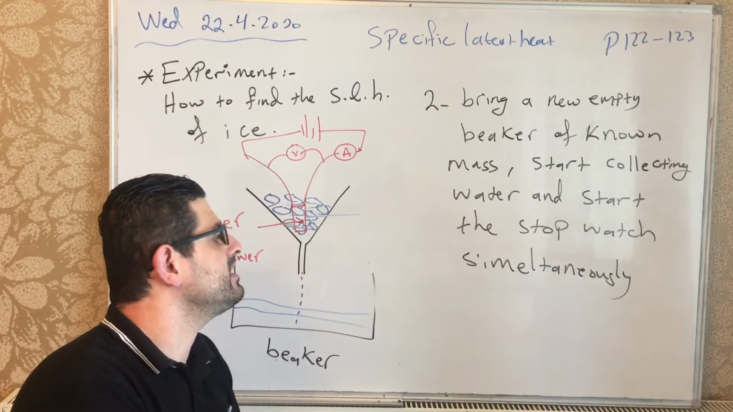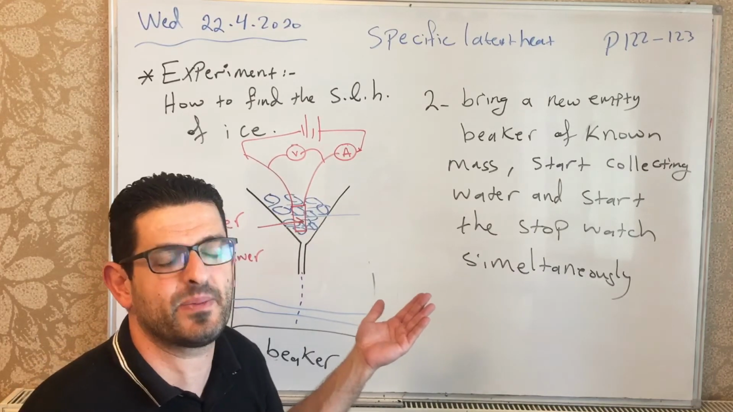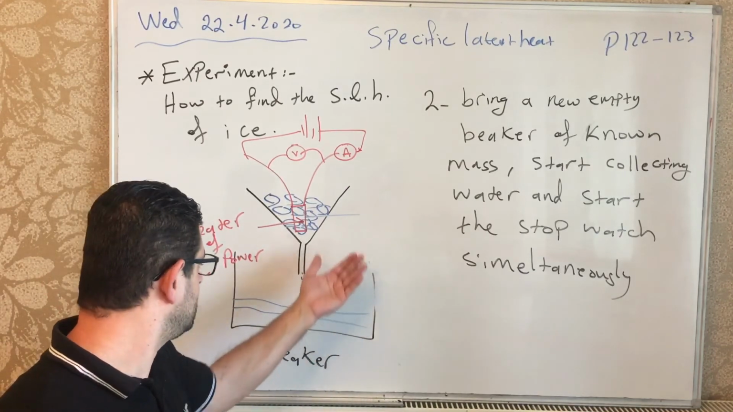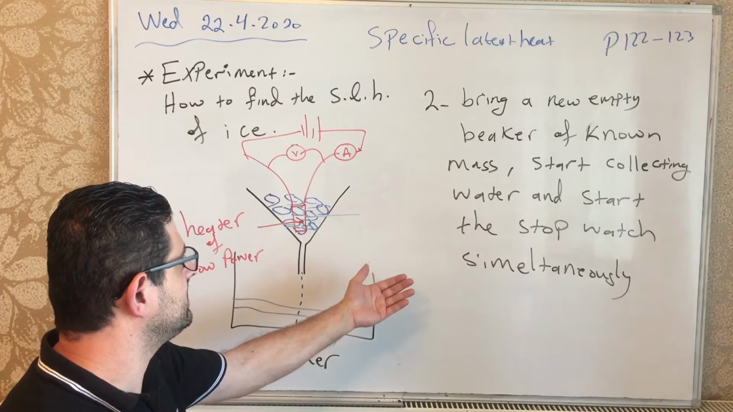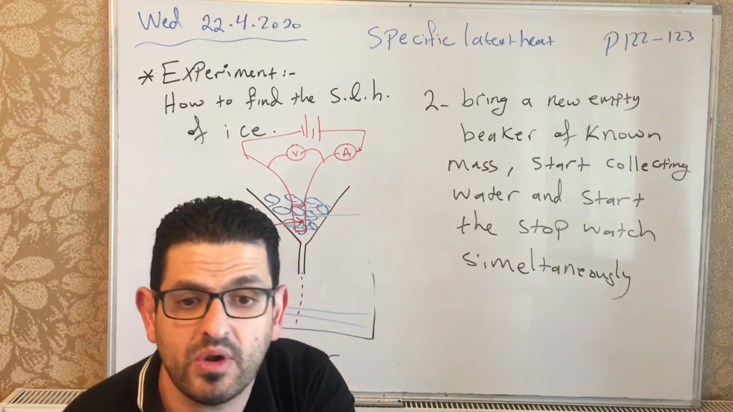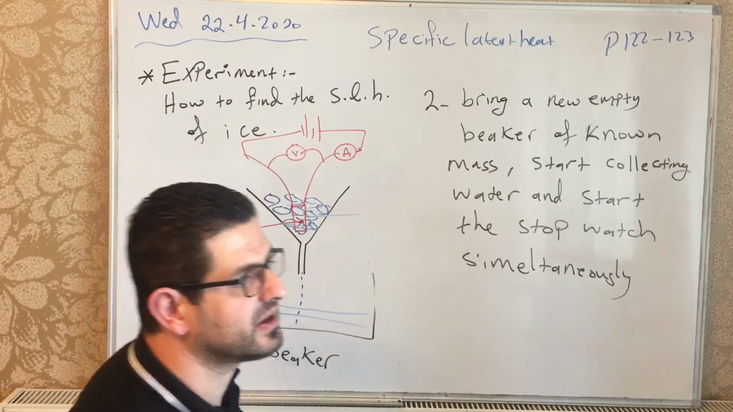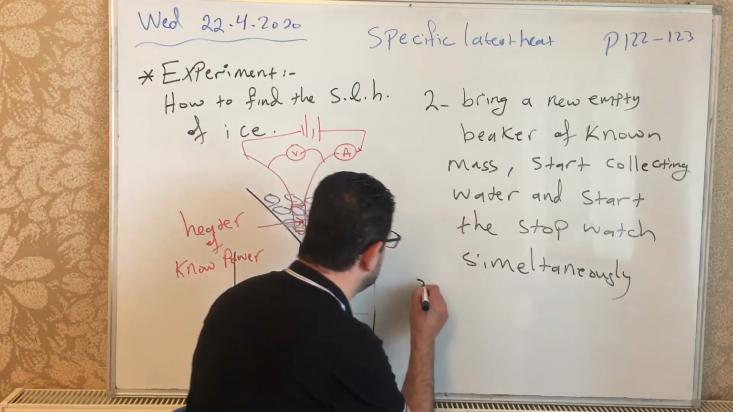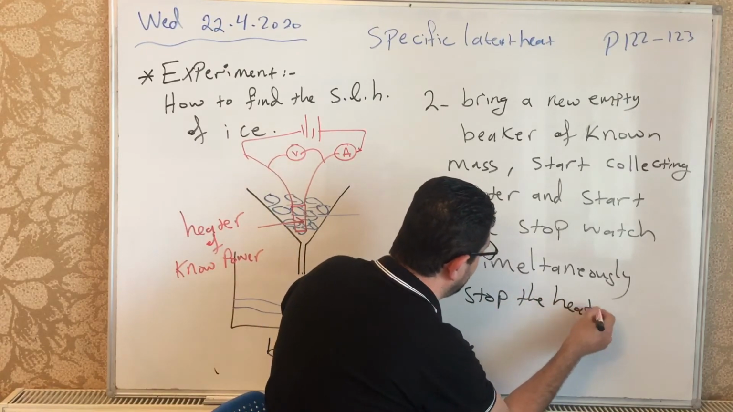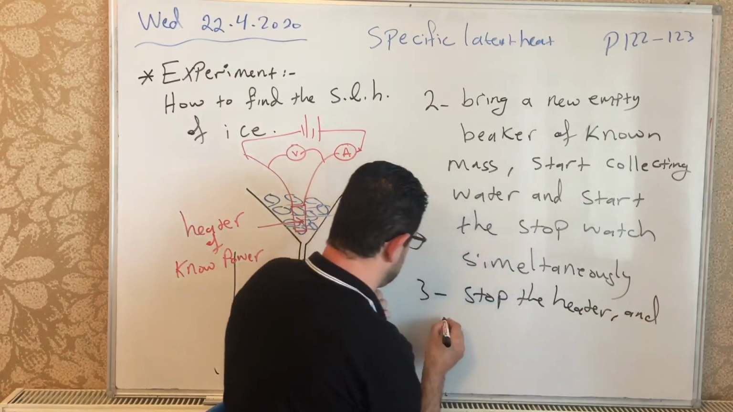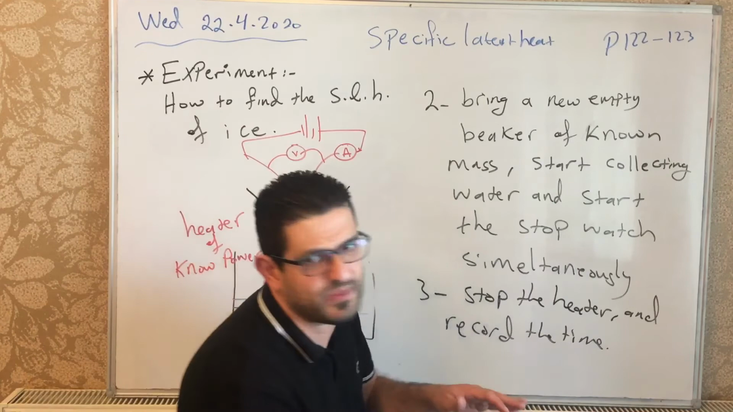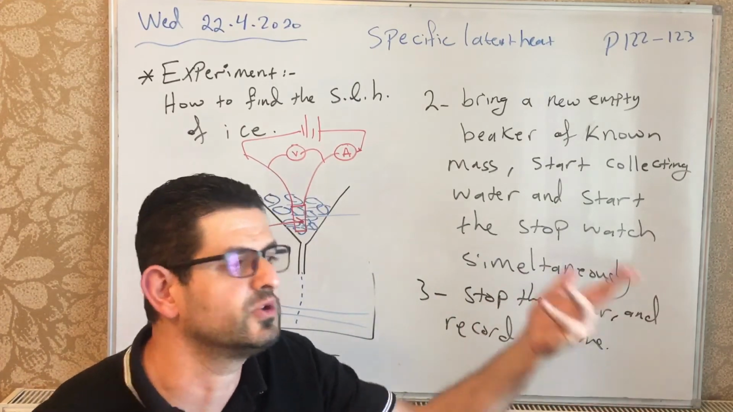Okay? Now, if the power is unknown, you measure what? You measure current by ammeter, voltage by voltmeter. If known, you don't need them at all. Okay? Now step number 3, you decide. Stop the stopwatch or the heater and record the time. After how much you decide? After 1 minute, 2 minutes, you decide.